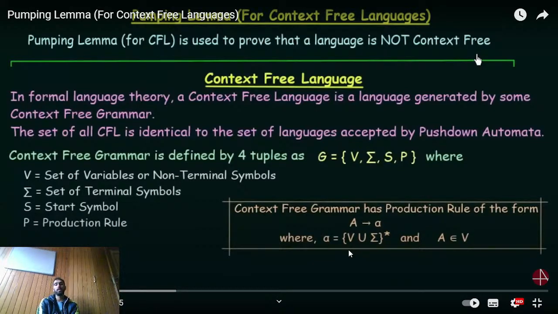In formal theory, a context-free language is a language generated by some context-free grammar. The set of all context-free languages is identical to the set of languages accepted by push-down automata. Context-free grammar is defined by four tuples as G is equal to V, sigma, S and P, where V is a set of variables or non-terminal symbols. Sigma is a set of terminal symbols, S is the start symbol, P is the production rule.